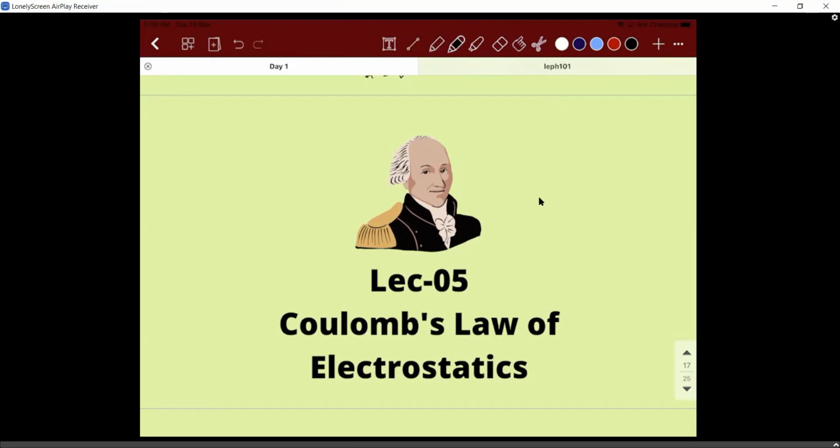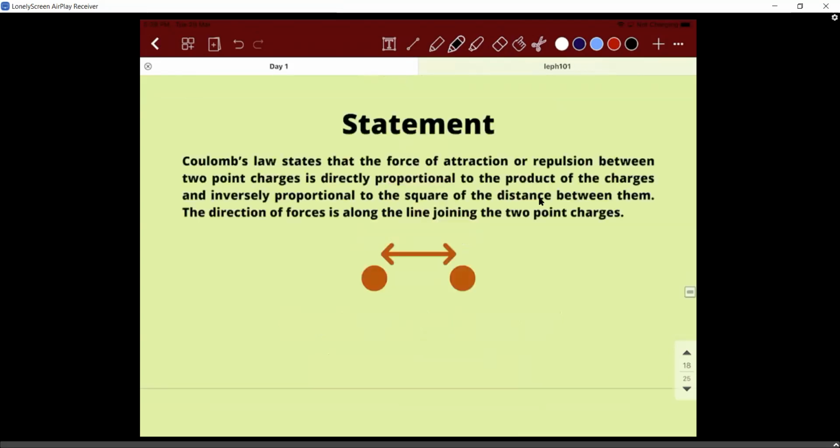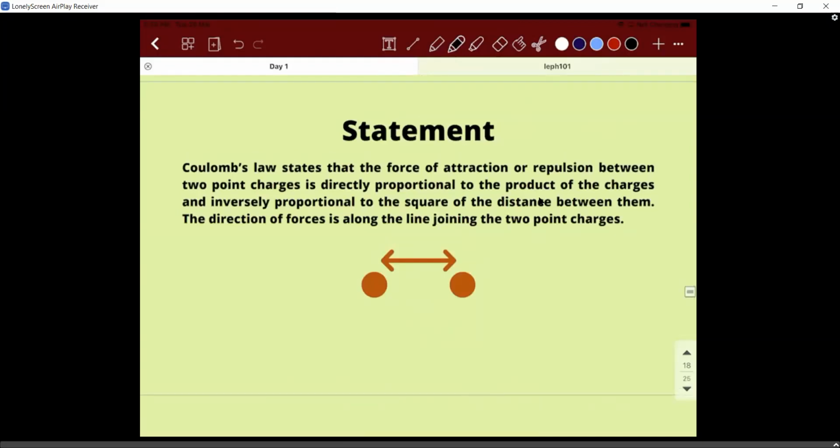Now listen. Since I'm calling it a law, it needs to have a statement associated with it. So what does the statement tell us? You know about gravitation, right? In gravitation, if two masses m1 and m2 are separated by a certain distance, then how is the force of attraction between them defined? Directly proportional to? Inversely proportional to? Look at the statement. When you spoke about point masses, here you are going to speak about point charges.